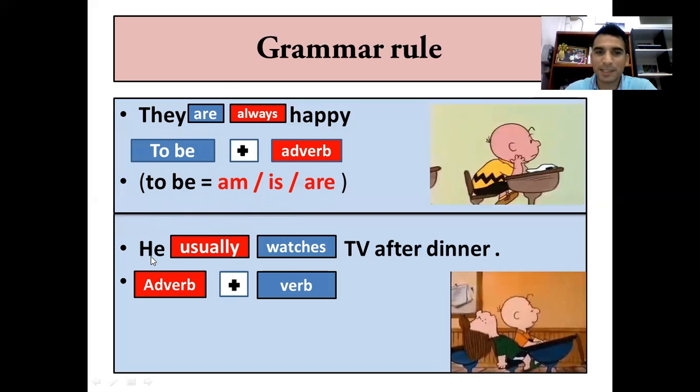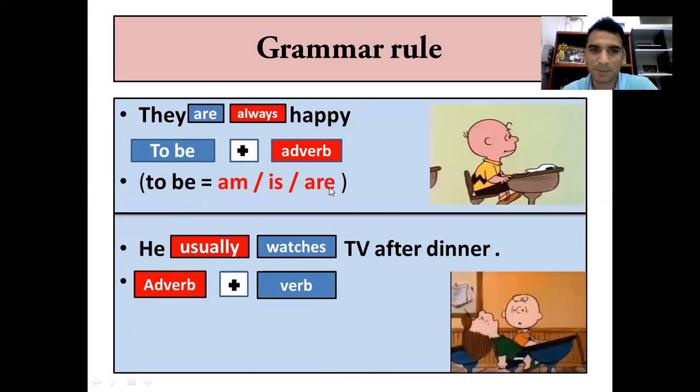And here, he usually watches TV after dinner. Watch is not a to be verb, so we use the adverb before the verb. He usually watches TV after dinner. Yes, very good. Adverb plus verb. For to be, it is to be plus adverb. When your verb is to be, the adverb comes after it. What about a normal verb? The adverb comes before the verb. Pay attention, it's a very important rule.